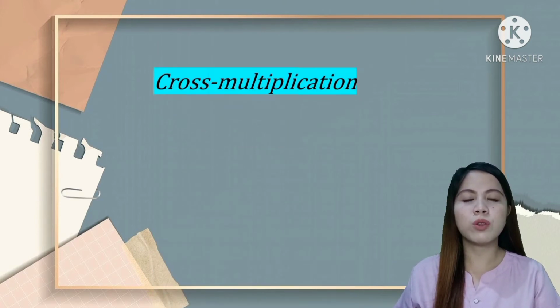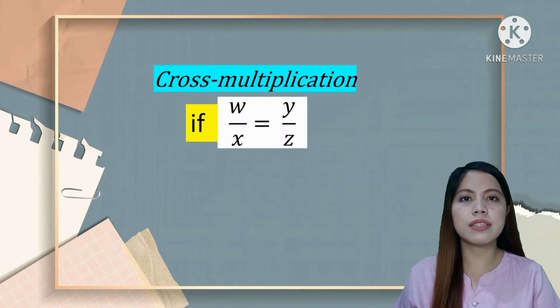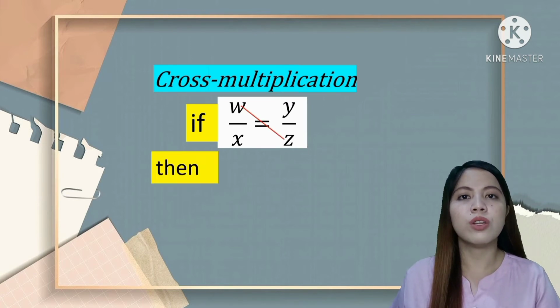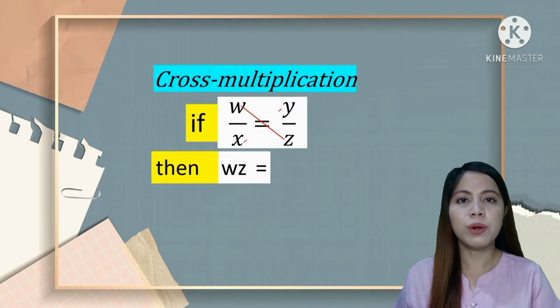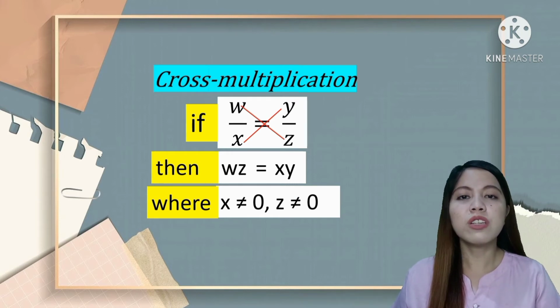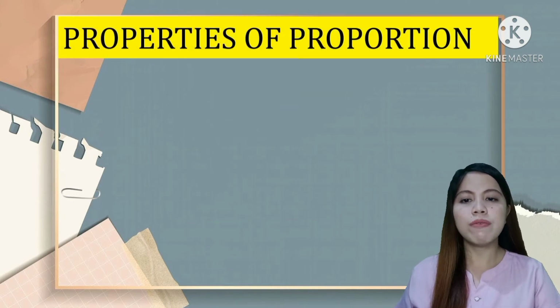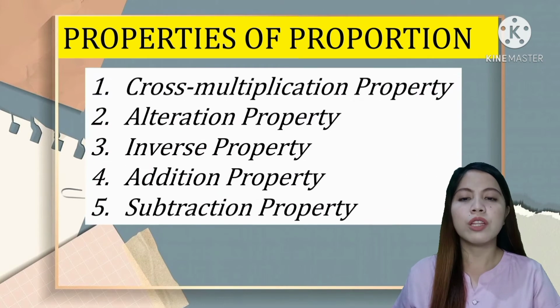Earlier, we used cross multiplication in proving if the two pictures are proportional. Cross multiplication states that if W over X is equal to Y over Z, then WZ is equal to XY, where X and Z is not equal to 0. Did you know that cross multiplication is one of the properties of proportion? We have 5 properties of proportion. The first one is cross multiplication property. Second is the alternation property.